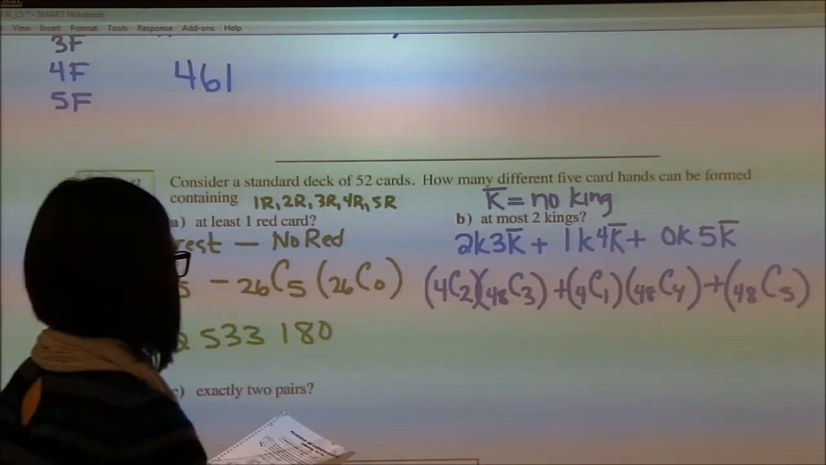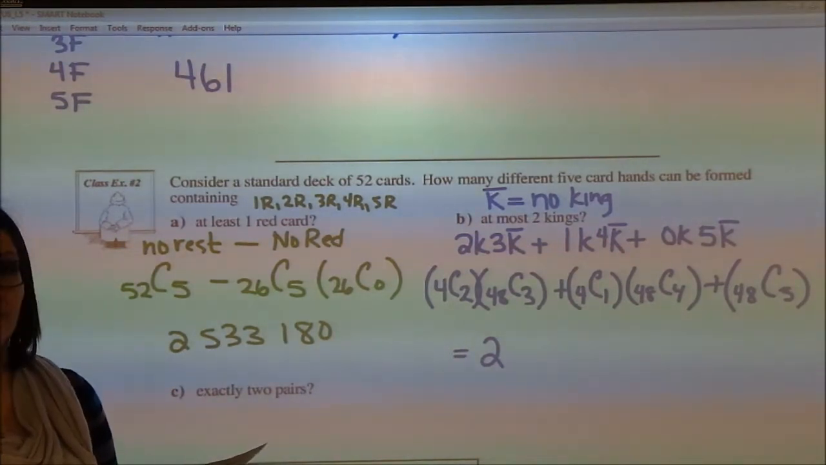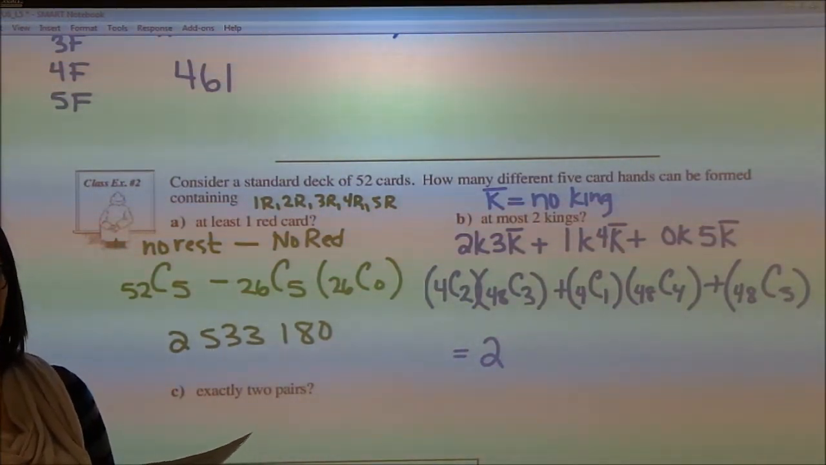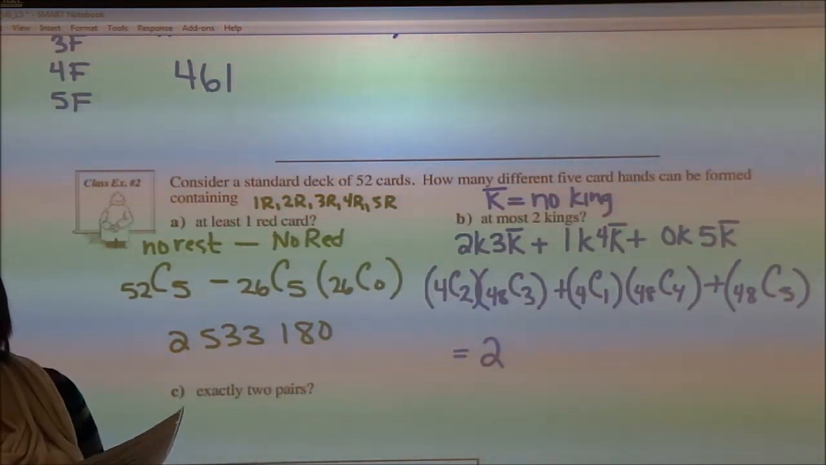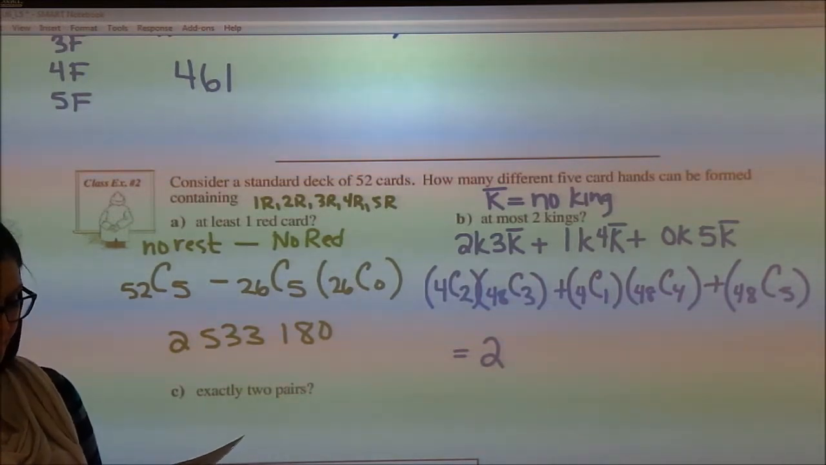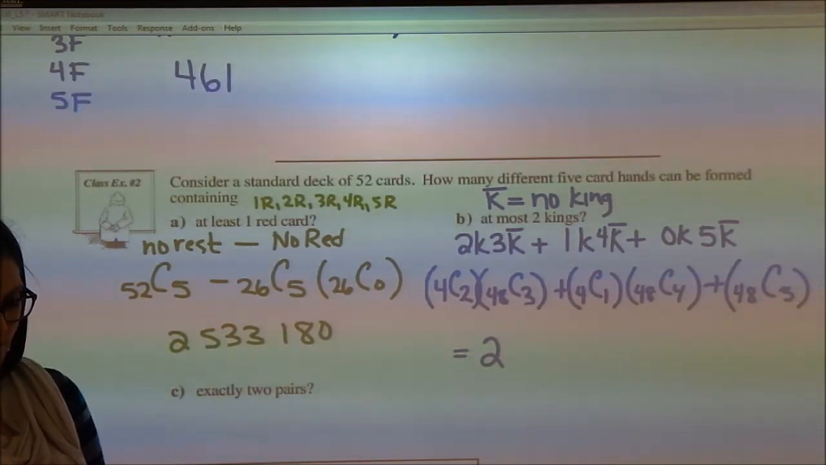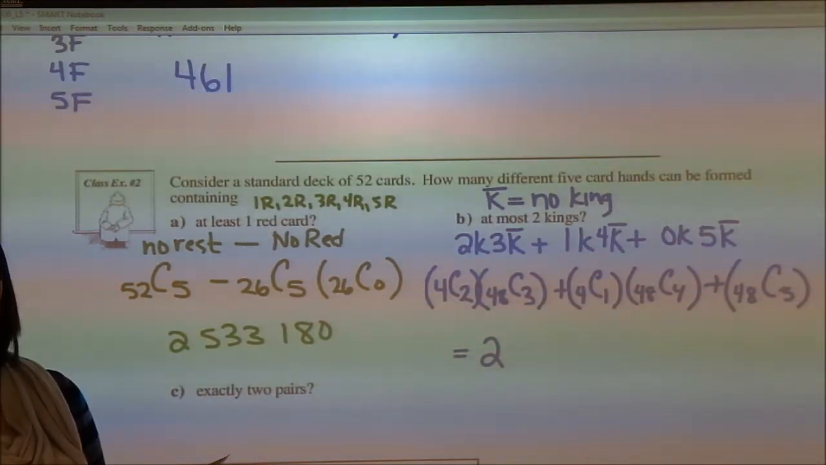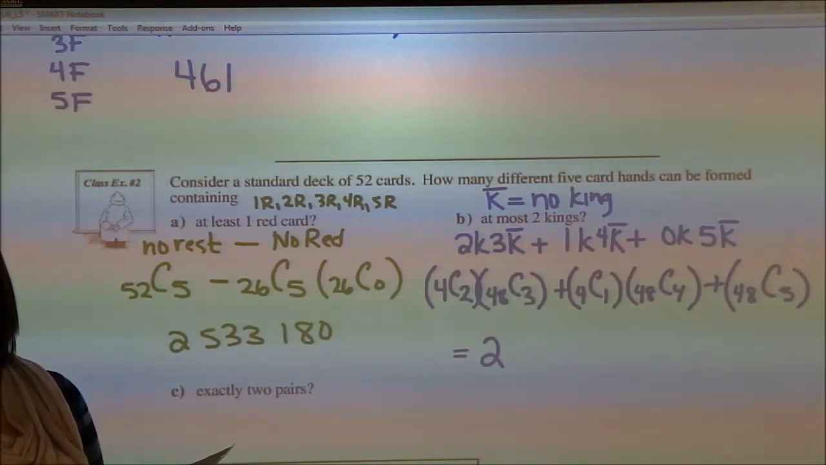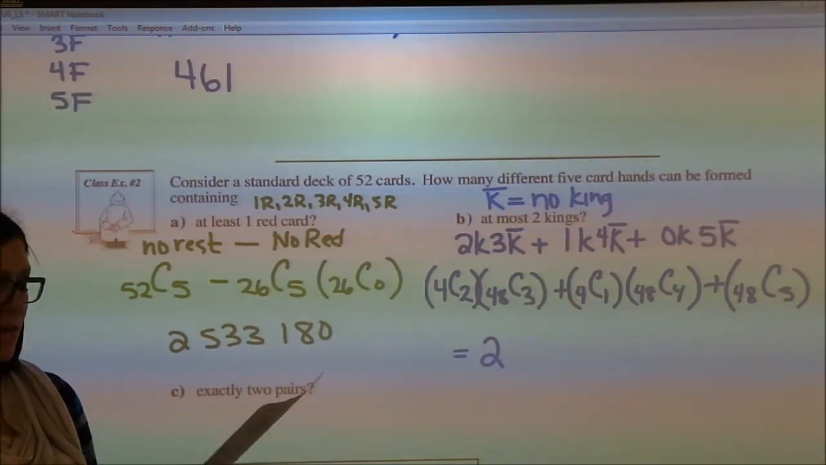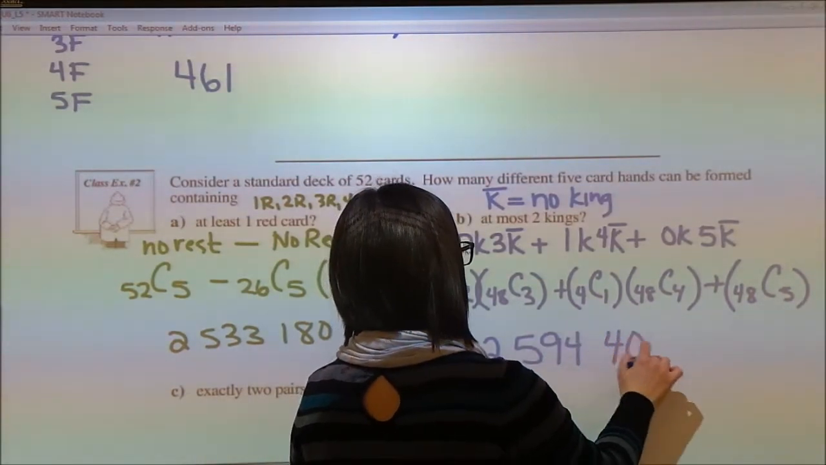What do you get? And your hint is that the number is actually bigger than the last one. What did you get, Rachel? 2,594,400. Good.